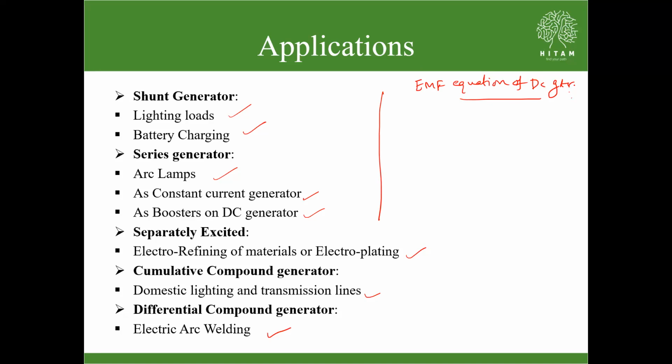Keep the subheading EMF equation of DC generator. From Faraday's laws of electromagnetic induction, we know that E is directly proportional to dφ/dt. Here φ is the flux per pole. You need to write it now: φ is flux per pole, the units are Webers.